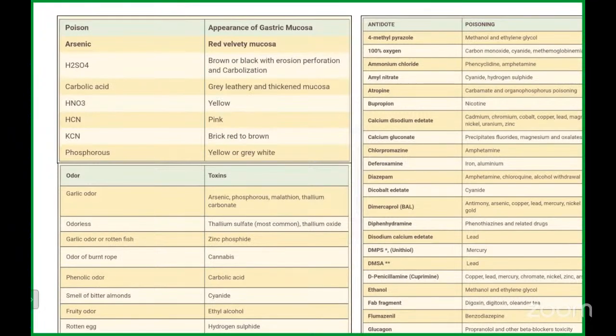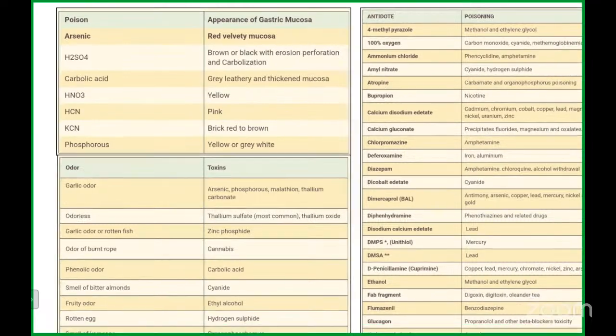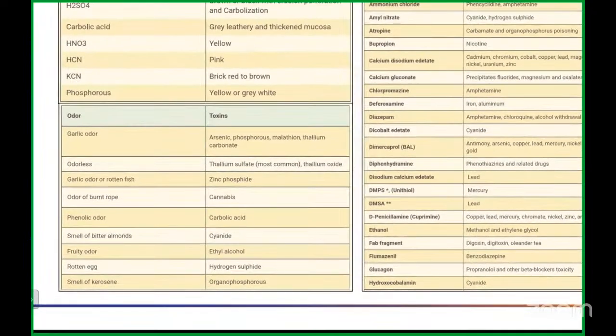KCN is brick red. So if there's someone who can differentiate cherry red and brick red, I'm glad, but I don't know how to differentiate them. But in the question, anytime you hear a pink or cherry red gastric mucosa, it's HCN. Anytime it is brick red or brown, it's KCN. Phosphorus is either yellow or gray white. You can remember this by the fact that phosphorus causes everything to be luminescent, and any luminescent structure is either bright white or yellow in color.